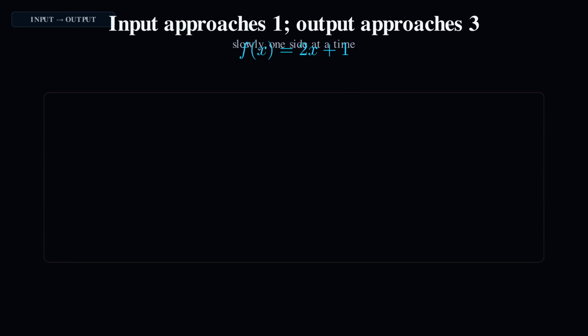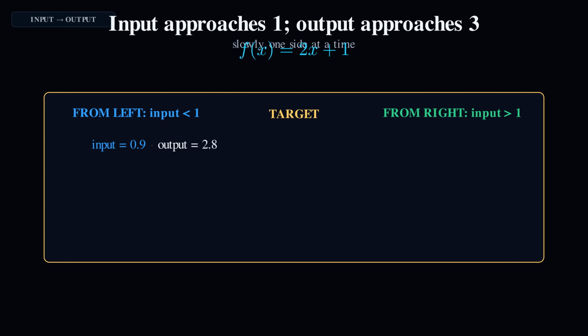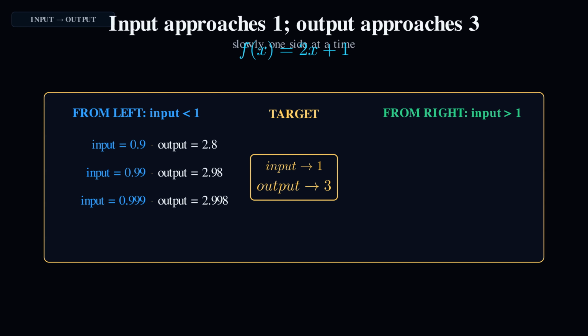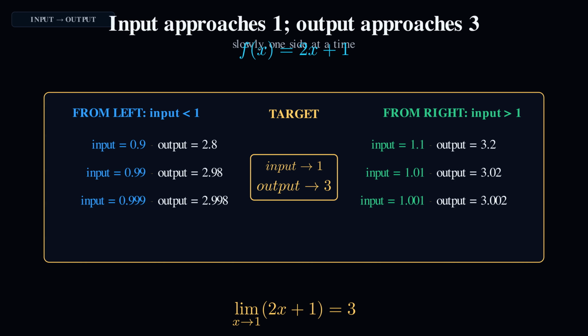Now we connect input and output. The function is f of x equals 2x plus 1. From the left side, input 0.9 gives output 2.8. Then input 0.99 gives output 2.98. Then input 0.999 gives output 2.998. The output is moving closer to 3.